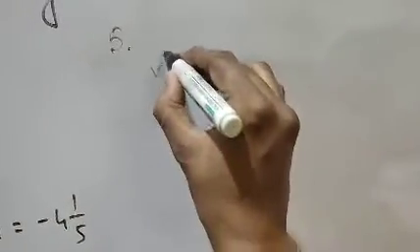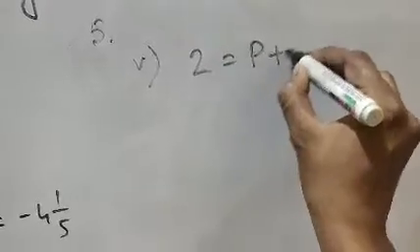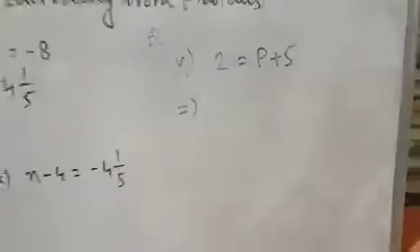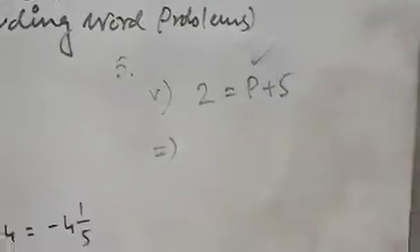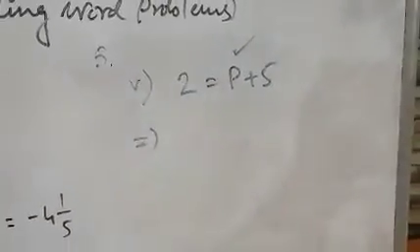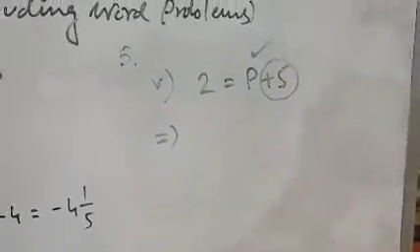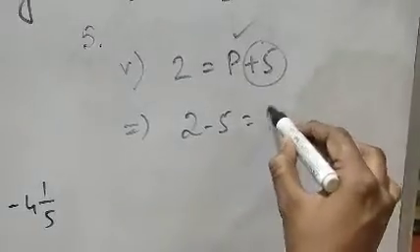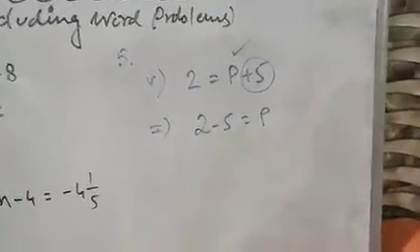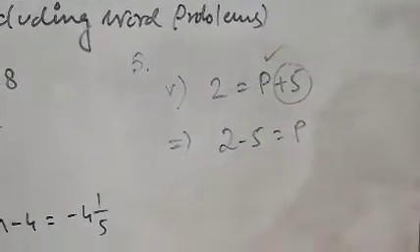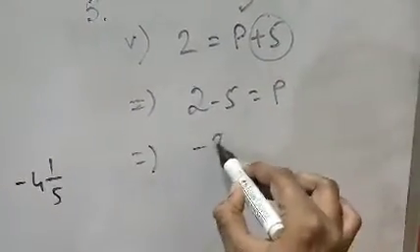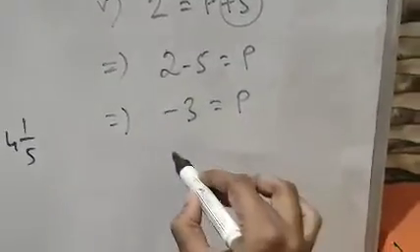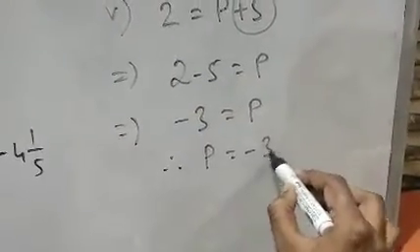Next, question number 5. 2 equals to p plus 5. We have to find out the value of p because p is the variable. So if you want to find out the value of p, you need to transfer this plus 5 from right hand side to left hand side. Therefore, it will be minus 5. If you transfer this plus 5, the sign will automatically get reversed, and the reverse of plus is minus. So 2 minus 5 means minus 3. Therefore, your answer is p will be minus 3. That is your answer.